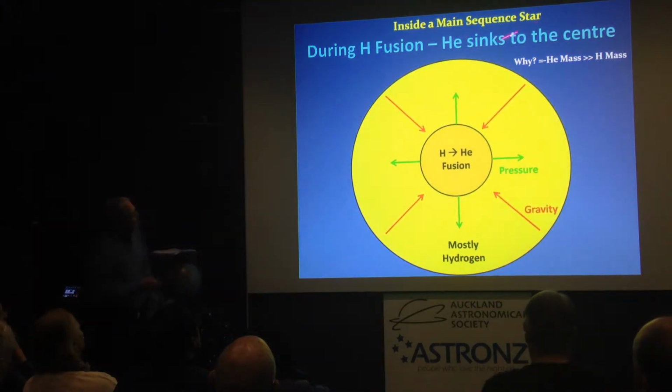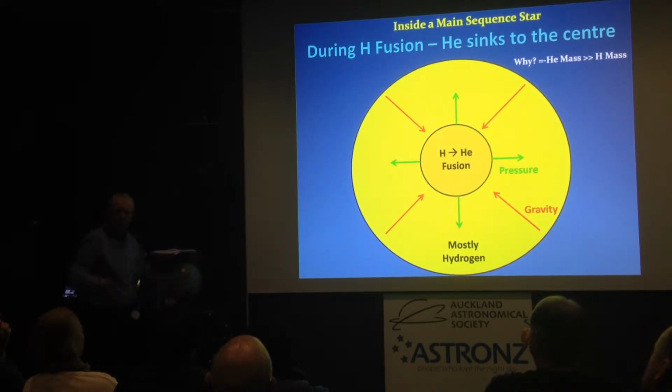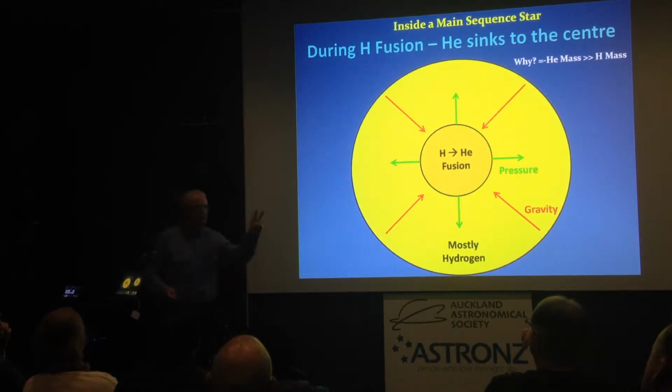So what's going on inside the main sequence star? It's burning up this hydrogen by fusing it, creating helium, and the helium sinks to the centre of the core. Why would that be so? It's heavier. Helium is two neutrons and two protons matched up against a proton. It's a lot heavier. Heavier things sink to the middle. So it's a gravity sink.